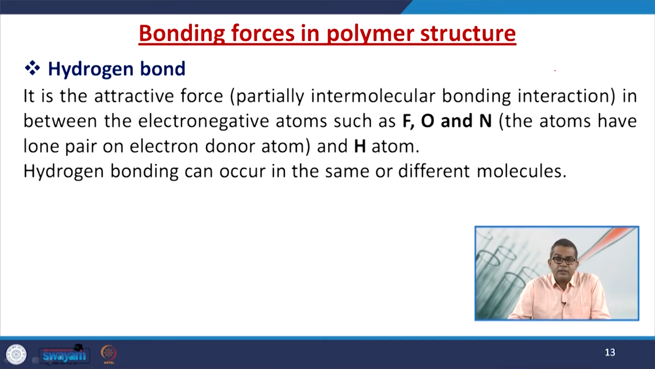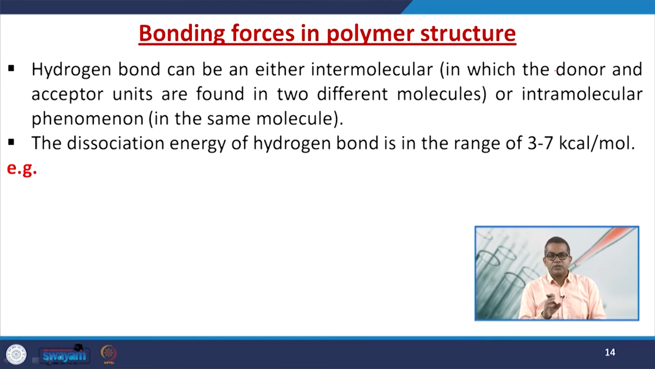Another interesting bonding force is the hydrogen bond. Hydrogen bond is very common. It is a partially attractive force, sometimes referred to as an intermolecular bonding interaction between electronegative atoms like F, O, and these atoms have a lone pair of electrons on the donor side. The hydrogen bonding can occur in the same or a different kind of molecule. That all depends on the affinity between these two systems.